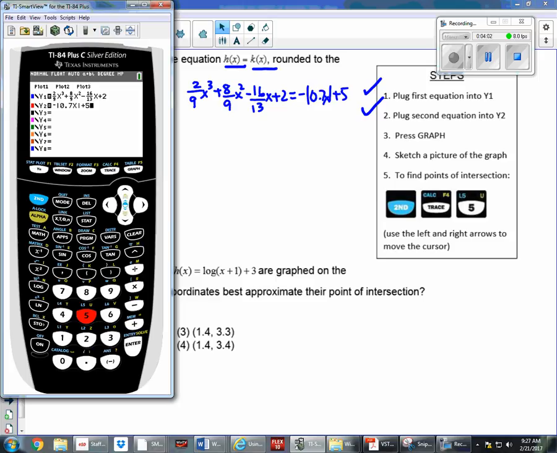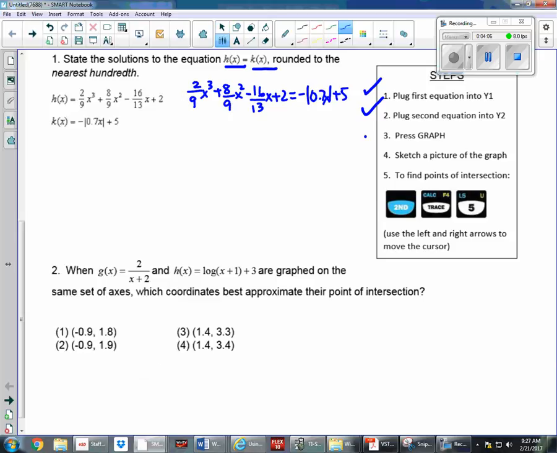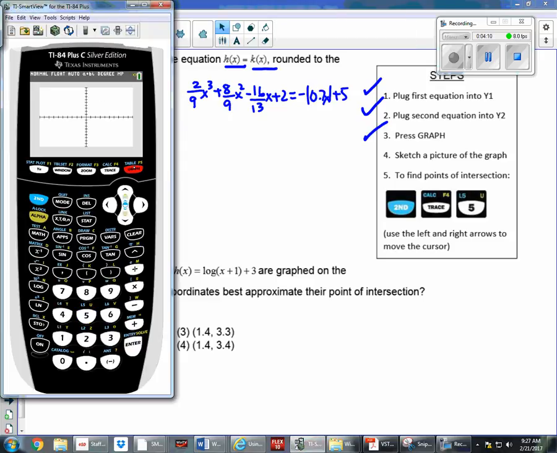Okay, so what we want to do next is push graph. Step 3 says to press graph. So what I'm going to do is graph my function. There's the cubic function. You can see it's got odd end behavior, if you remember that. The ends go in opposite directions. O opposite, O odd. And there's my absolute value function. It's upside down because there was the negative in front.